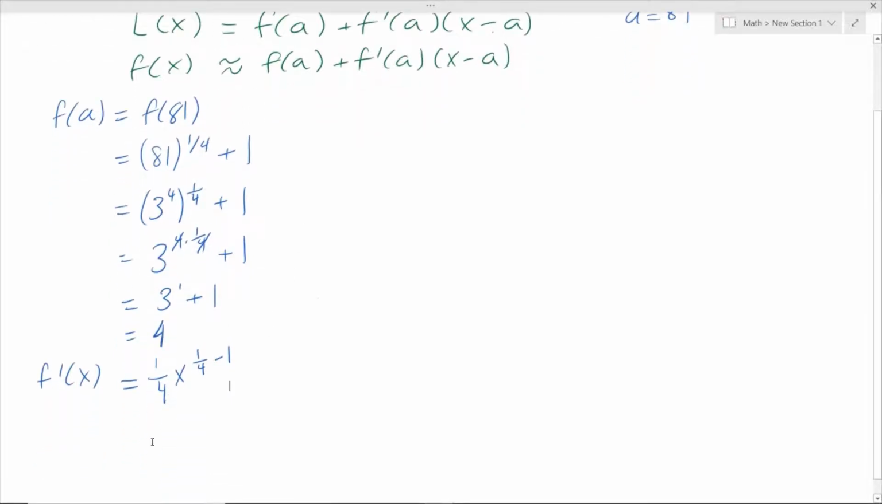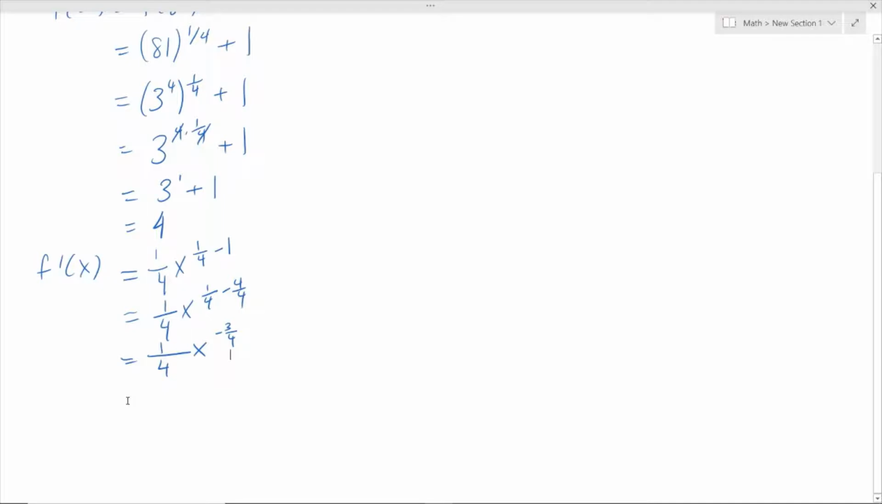And then we are going to get 1 over 4 x to the 1 over 4 minus 4 over 4, and that would be equal to 1 over 4 x exponent of negative 3 over 4. And since we have a negative exponent, we can basically put that in the denominator. So we're going to move this x to the denominator, and we're going to make it 3 over 4 now. So we have positive exponents now. Okay, so we got the derivative.